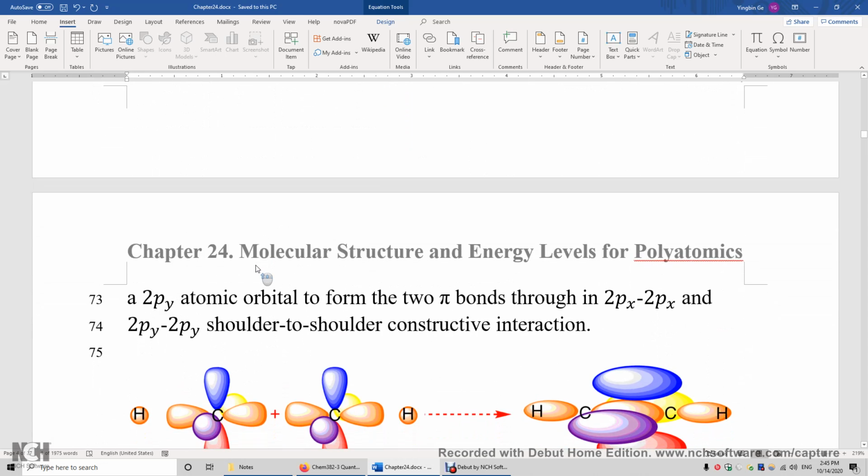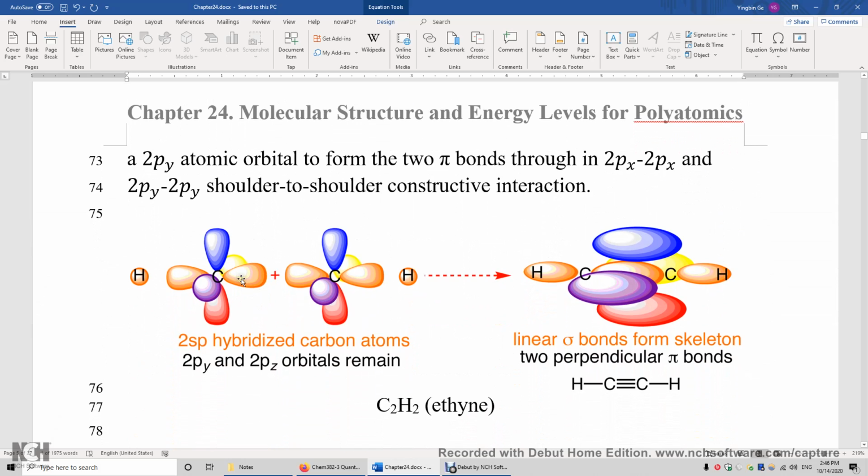So we can use this sp hybrid orbital to form a sigma bond with this hydrogen. And same here, this sp to form a sigma bond with this hydrogen. And in the middle, we have this sp from the carbon on the left, this sp from the carbon on the right to form another sigma bond. So sigma bond, sigma bond, sigma bond. So 1 sigma bond, 2 sigma bond, 3 sigma bond.